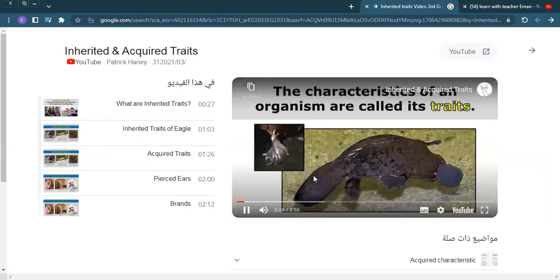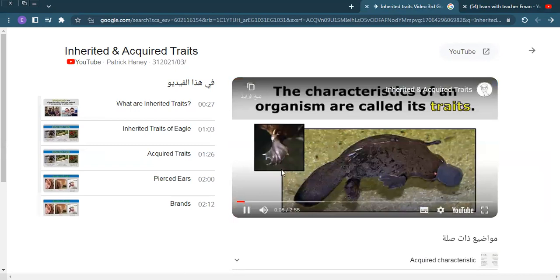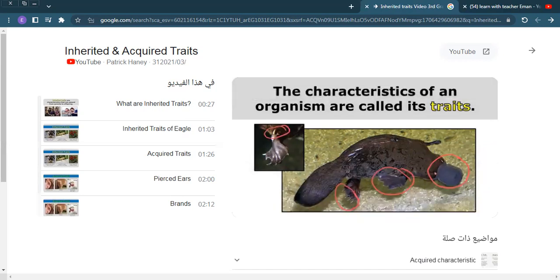The characteristics of an organism are called its traits. This platypus has some interesting traits. It has brown fur, but it also has a flattened bill, webbed feet, sharp claws, and males have a venomous spur on their hind legs. These are all traits of the platypus.